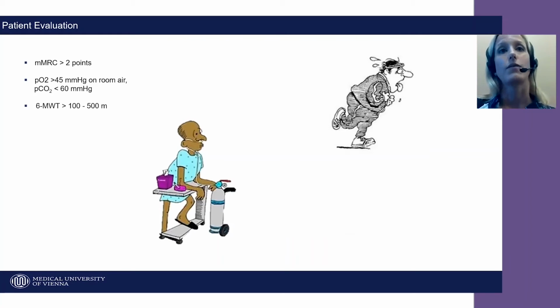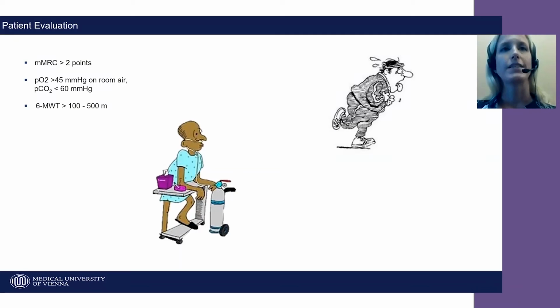There are other really important prerequisites for a successful endoscopic valve treatment. In my opinion, the most important issue is that the patients are still symptomatic despite an optimal medication. And the symptoms can be measured by using the Modified Medical Research Council scale, and this should be more than 2 points.